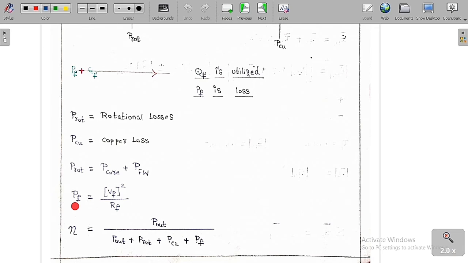Then what is the power in the field winding? We can say the power loss in the field winding is equal to the field voltage whole square divided by the resistance of the field winding. So therefore, the power loss in the field winding is equal to the field winding voltage whole square by the resistance of the field winding.